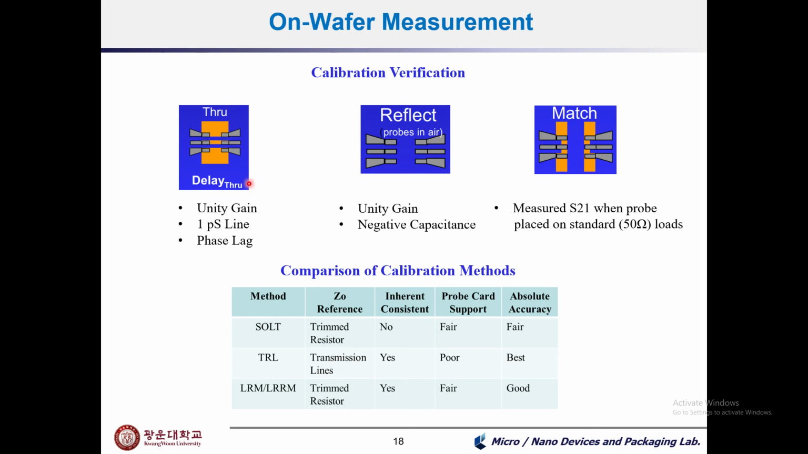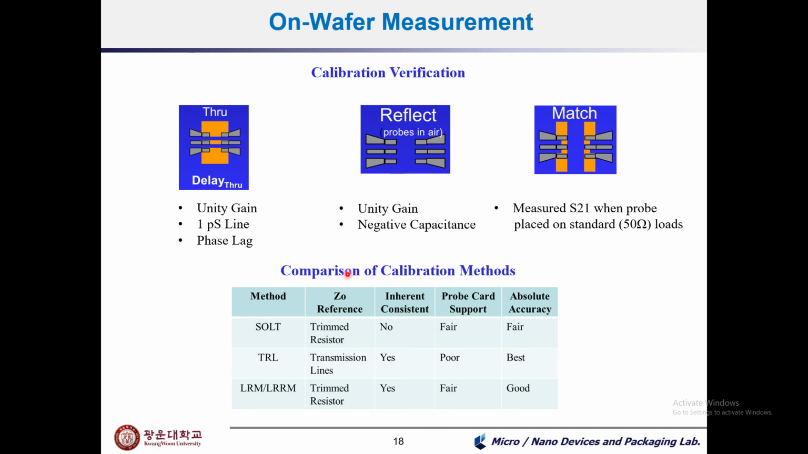So in case of the through or delay, the unity gain, 1ps line, and a phase lag are the key parameters for verification. And in case of the reflect, the unity gain and a negative capacitance are the key parameters for the verification. And for the mesh, generally a standard 50 ohm load is used on the probe, and the transmittance parameter S21 is measured.